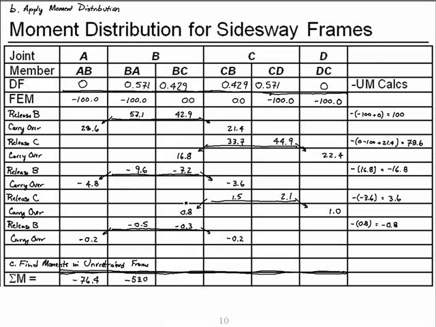We add up the column for member BC and get a positive 53.0 foot kips. These are the only members that meet at node B, and so their summation should equal 0, and it does. That's a good intermediate check. We add up this column, and so for member CB, we have a moment of 52.8 foot kips. We add this column and get a negative 53.0 foot kips.